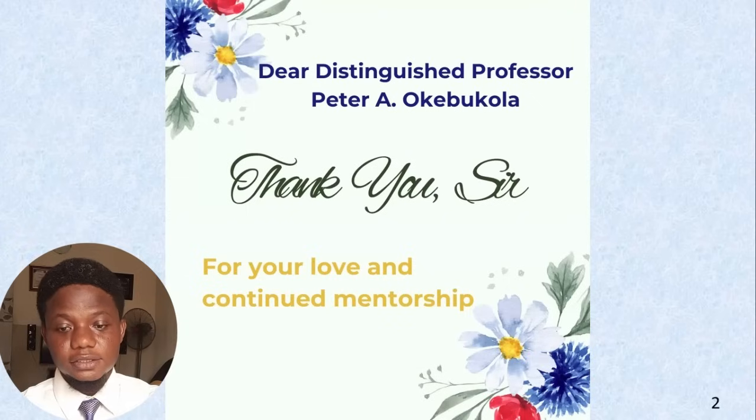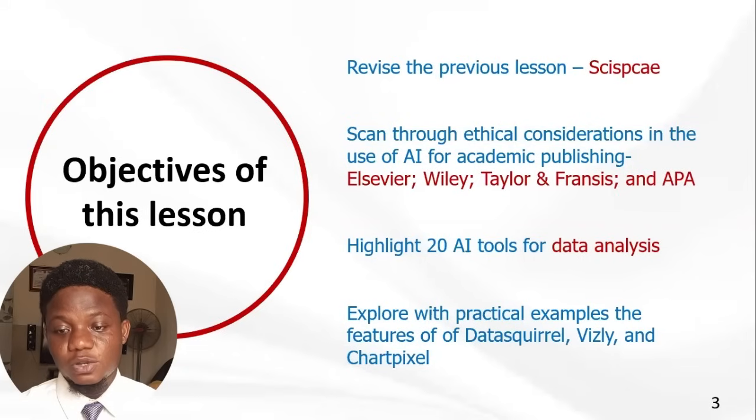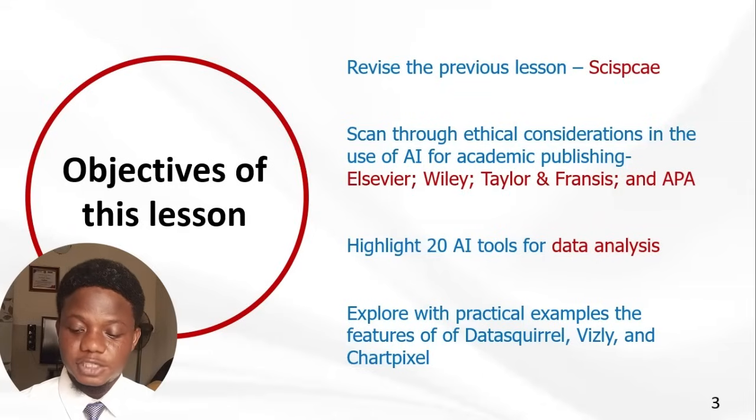In today's lesson, we'll start by doing a bit of revision of what we learned in the last class, particularly focusing on Scispace. We'll scan through ethical considerations in the use of AI for academic publishing. We'll look at what Elsevier, Wiley, Taylor and Francis, and APA are saying. We'll highlight 20 tools for data analysis, and then we'll explore with practical examples the features of Data Scroll, Vinley, and Chatpixel.